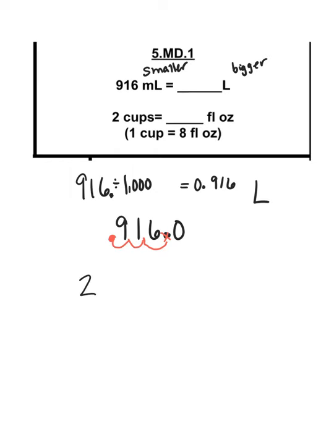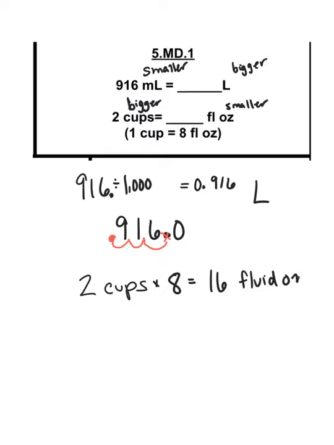Okay, now we're going to convert 2 cups to some number of fluid ounces. Cups are smaller than ounces. No, cups are bigger than ounces, my bad. Bigger, smaller. Horse to fly, multiply. So I'm going to multiply that times the 8 fluid ounces in each cup, and that will give me 16 fluid ounces.